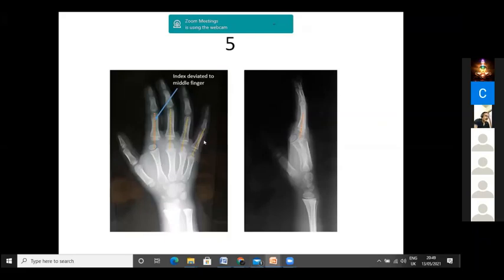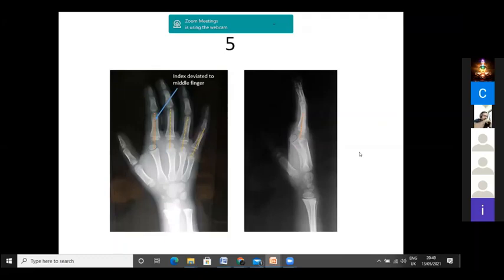Okay, so this, Ijaz, can you explain? I have made some diagrams there, so it's easy for you to identify. What is this? What is the diagnosis? I think it is metacarpophalangeal dislocation, is it? Perfect.